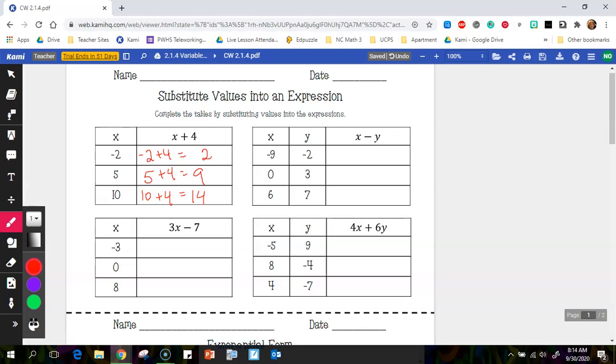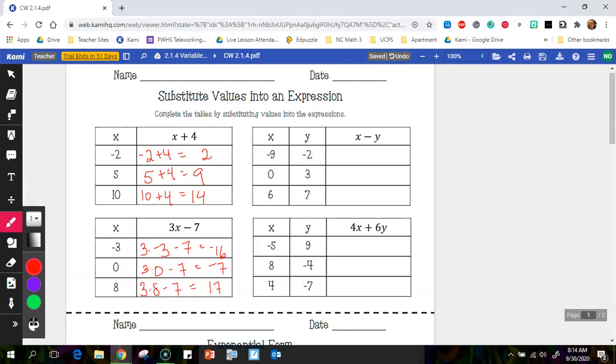Let's go down to this one because it's still just one variable. 3 times -3 minus 7. That's going to be -9 minus 7. That's -16. And 3 times 0 minus 7 is -7. 3 times 8 minus 7, that's 24 minus 7 is 17.